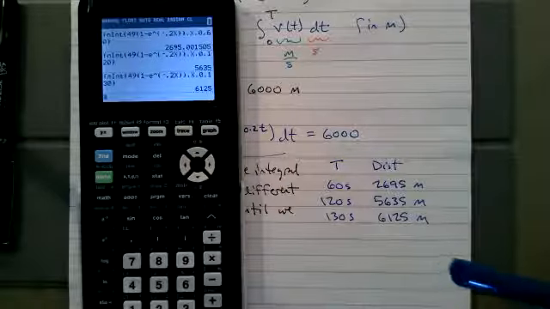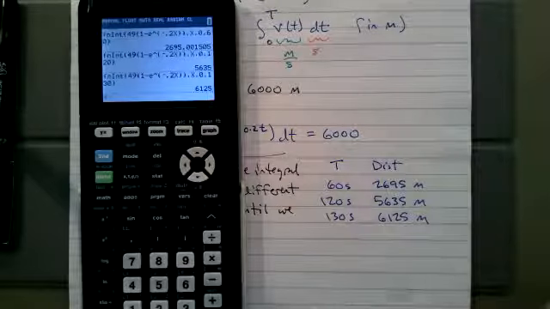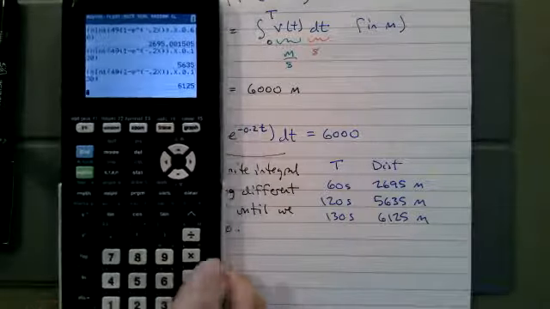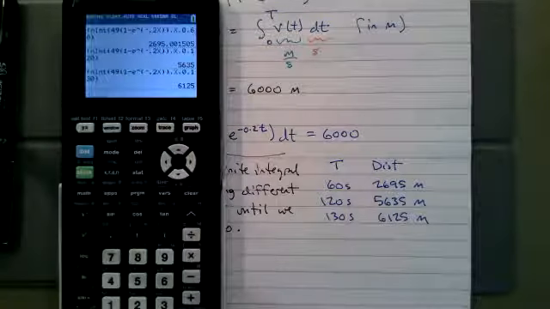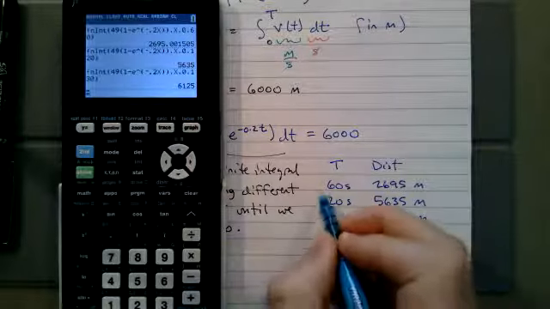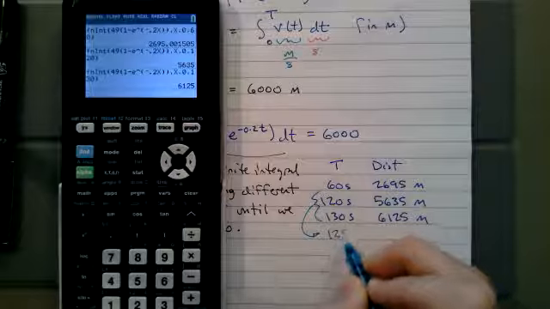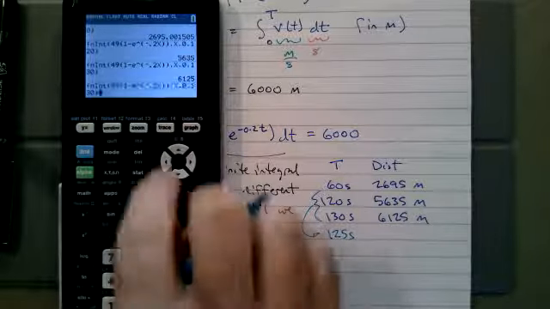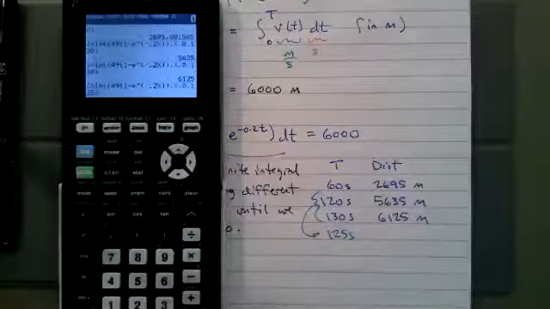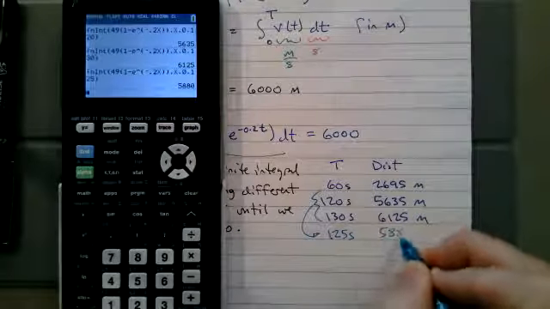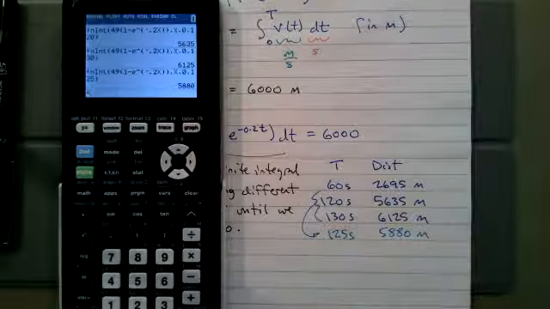That's not as close as I want to be. I want the answer to be to the nearest integer. So I'm going to see what's in between 120 and 130. So I'm just going to pick these two, and that's going to tell me to do 125 seconds. 125 is 5880. So now I know I'm between 125 and 130.